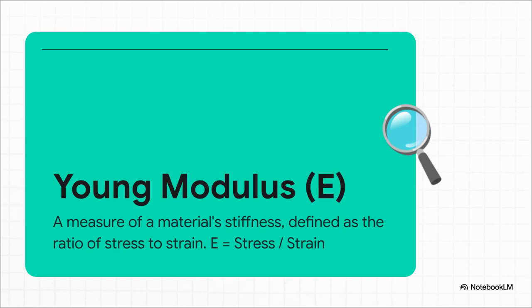Now here's where it gets really powerful. If we put those two ideas together, stress and strain, we get something called the Young modulus. This is a fundamental property of a material. It's the ultimate measure of stiffness. It tells us how much stress you need to apply to get a certain amount of strain. A material like steel, for instance, has an incredibly high Young modulus. You need a massive amount of stress to get even a tiny bit of strain.